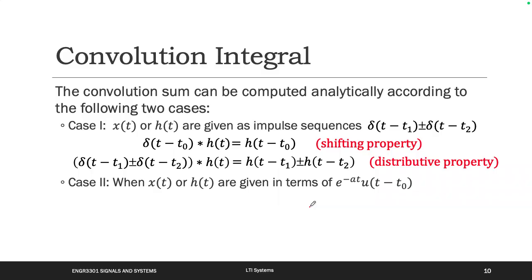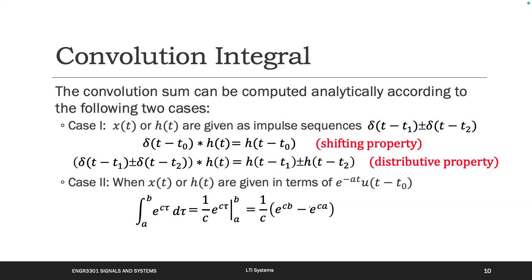And for case 2, when s(t) or h(t) are given in terms of an exponential equation multiplied by, what's the name for this one? Unit step function, am I right? If s(t) or h(t) are given in this form, then you just transfer your output into this form and use this equation. Yeah, this is the convolution integral.